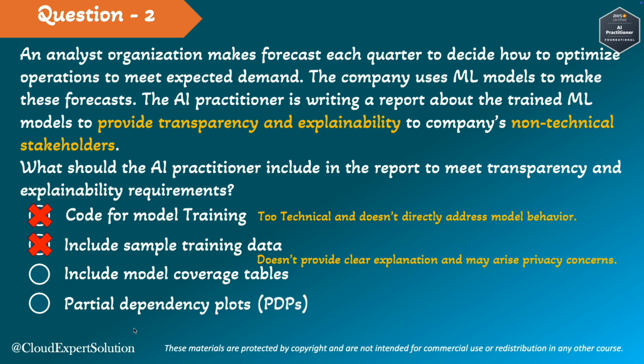The third option, include model coverage tables. Model coverage tables provide information about the scenarios or conditions under which the model has been tested. While this data is useful for understanding the model's robustness, it does not directly contribute to explaining how the model makes decisions. Hence, this option is also not correct. The last option is saying partial dependence plots, or PDPs. PDPs are useful for visualizing the relationship between a subset of input features and the predicted outcome of the model.